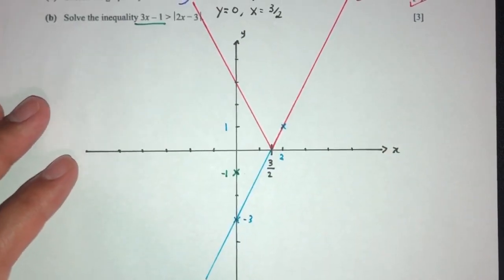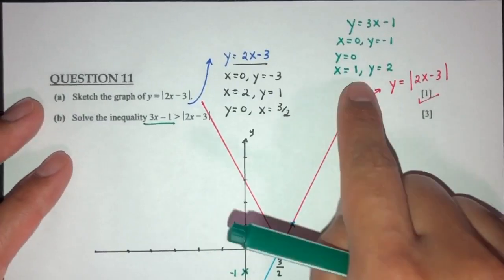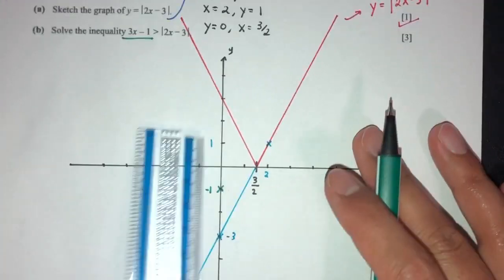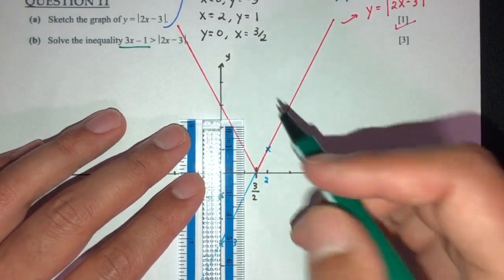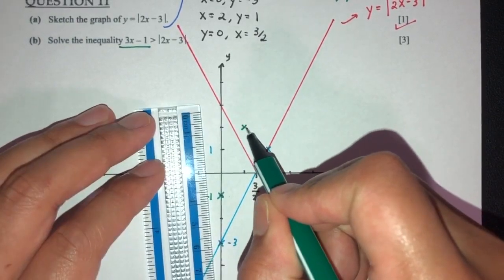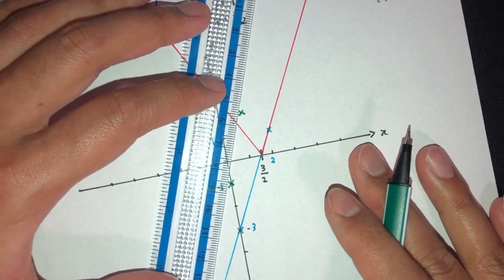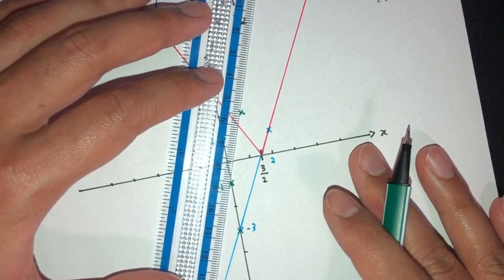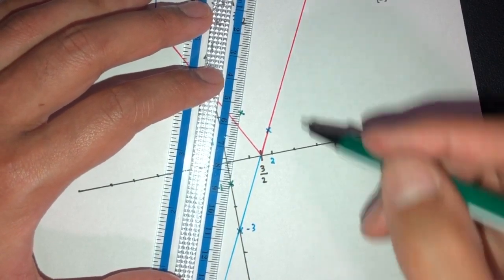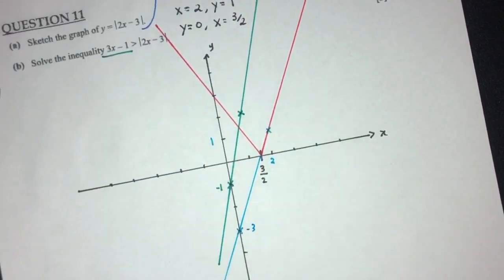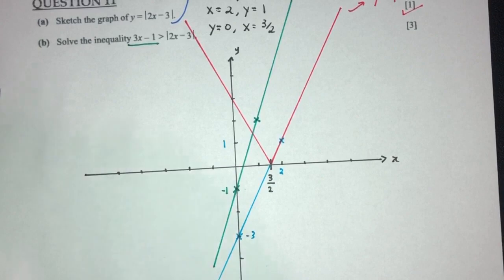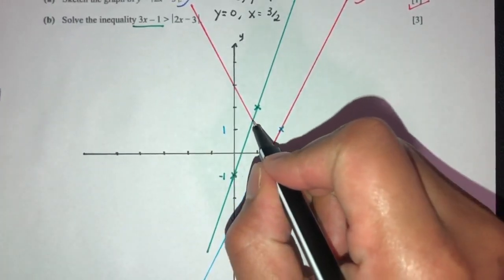And then we have the other point, what is it? It is 1, 2. 1, 2 will be right here. Now by joining those two, you will have the line of 3x minus 1. Cool. Now as you can see, there's only one point of intersection, which is this point.